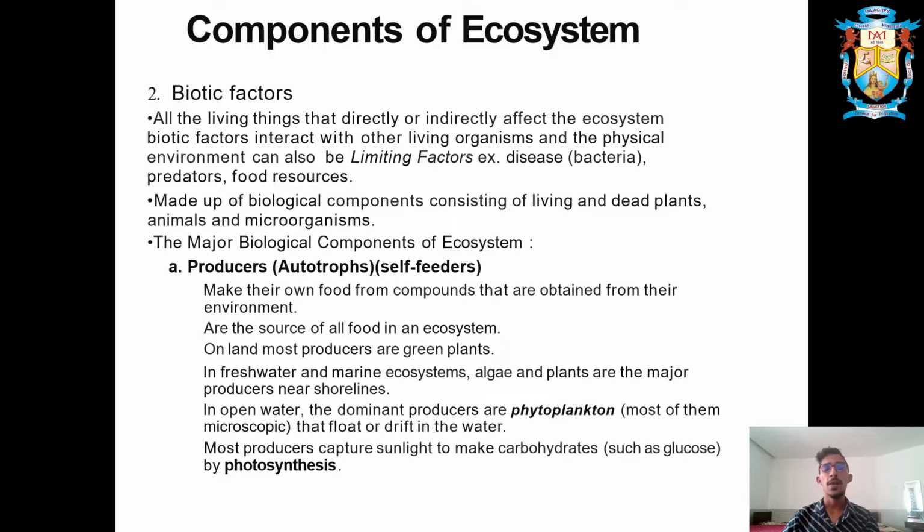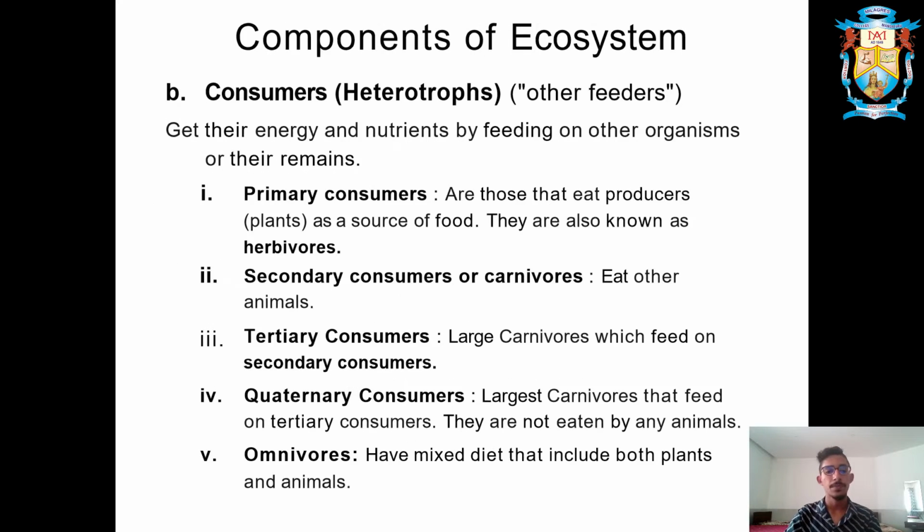Now we're going to learn the major biological components of the ecosystem, the first one being producers, also known as autotrophs or self-feeders, meaning they make their own food and consume it. They do not depend on any others. That is why they're called self-feeders. Who are those self-feeders? Basically, they are plants. Plants make their own food using the process called photosynthesis, where they absorb the sunlight and make their own food. That is why they are called autotrophs or producers. They do not rely on anyone else.